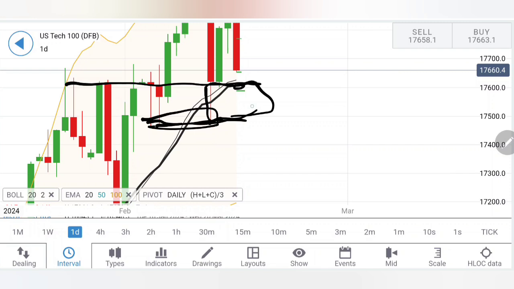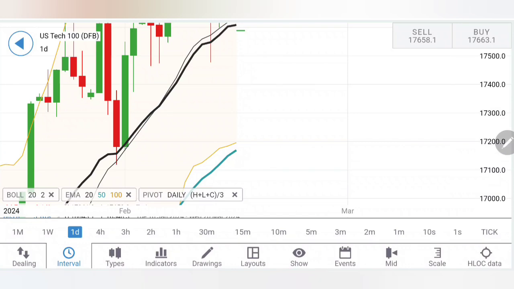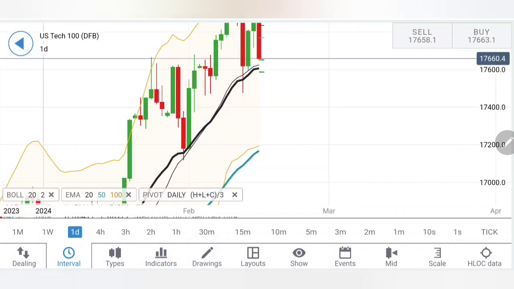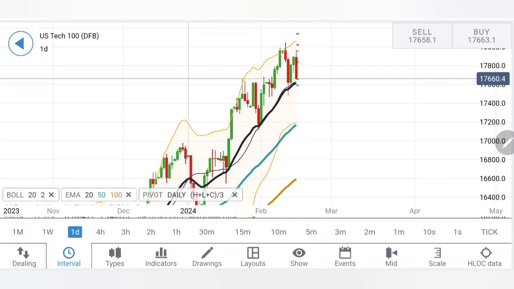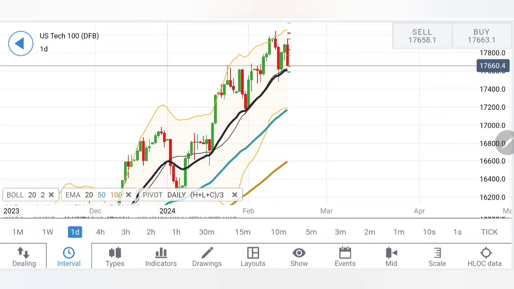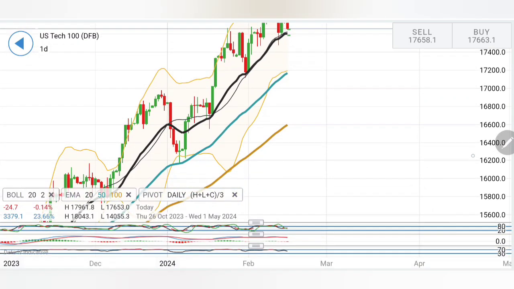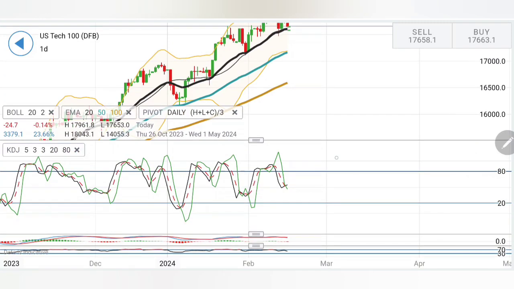If these two levels are taken in Tech 100 in the coming week, we can look forward to a drop, and this drop is going to be sharp enough to take it towards 17,300 as the first target, and below that we can look forward to a drop towards 17,000 levels this time. Yes, if it stays below 17,300 levels, there could be a sharper drop which will take the prices very soon towards 17,000 and 16,800.